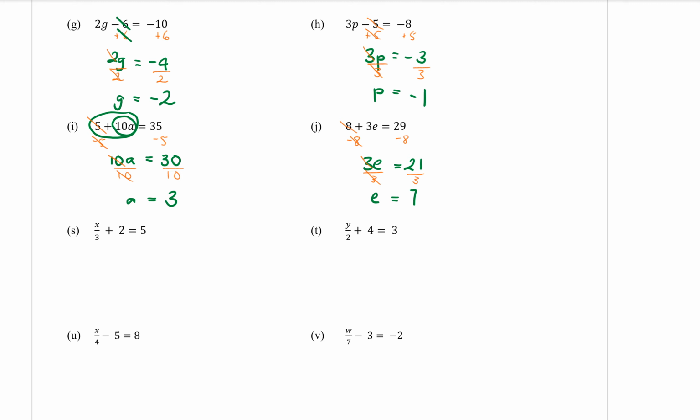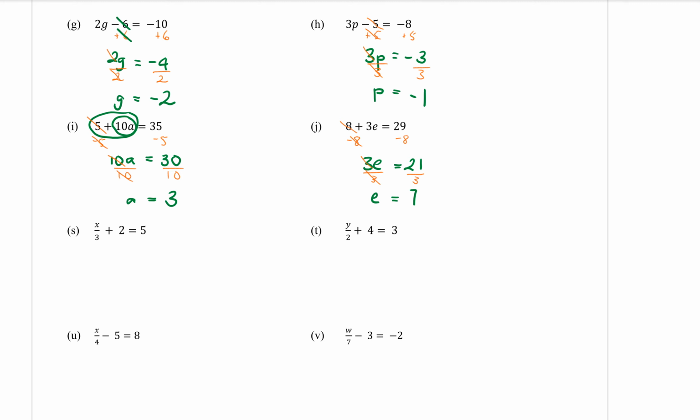Yeah? Was that a silly mistake, Layla? What did you do? I wrote, I don't know how, but I thought 8 was a 5, so I wrote down 29 is 5. Just a copying mistake.